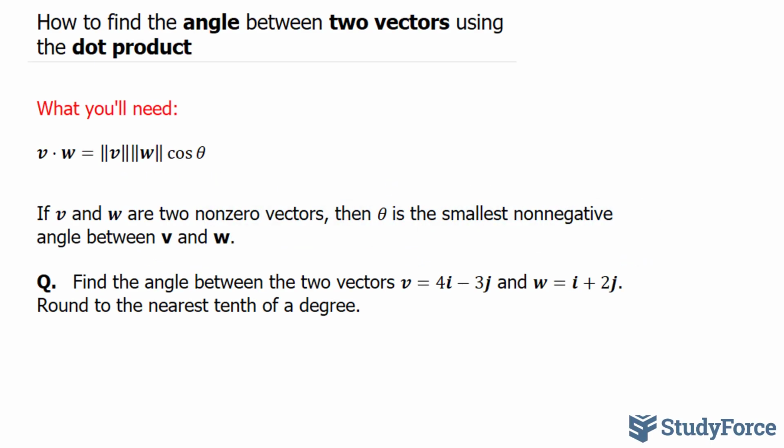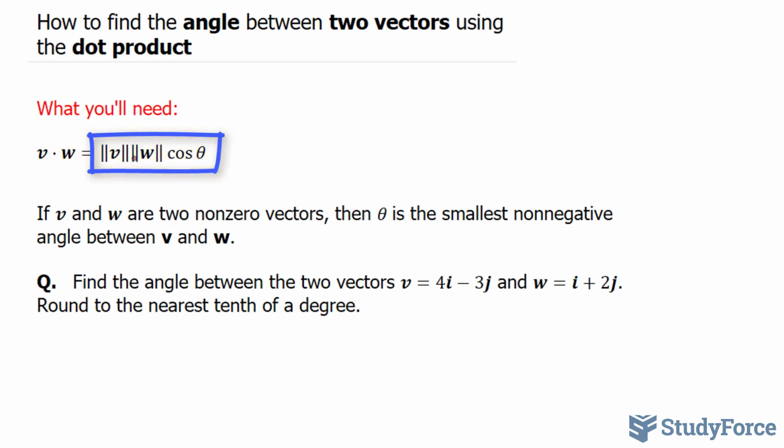In this lesson, I'll show you how to find the angle between two vectors using the dot product. In one of our previous videos, we learned that to find the dot product of two vectors, let's say the vector v and w, you take the x components of both, multiply them, and then add it to the product of the y components. If we extend this definition, the dot product can also equal the magnitude of v times the magnitude of w times cosine theta.